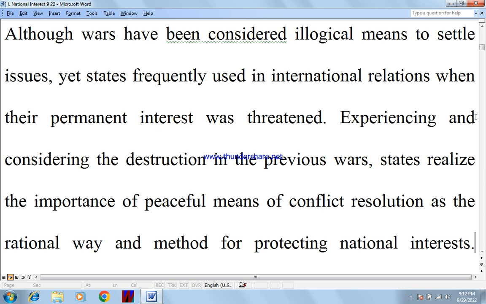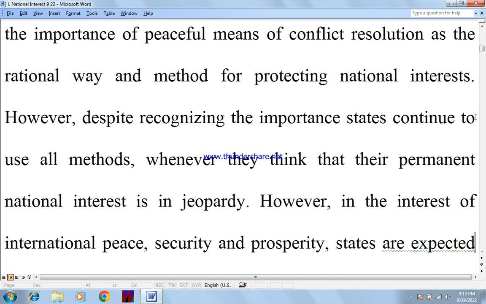Although war has been considered an illogical means to settle issues, states have frequently used it in international relations when their permanent interest was threatened. Experiencing and considering the destruction in previous wars, that is World War I and II, states realized the importance of peaceful means of conflict resolution as the rational way and method for protecting national interest.